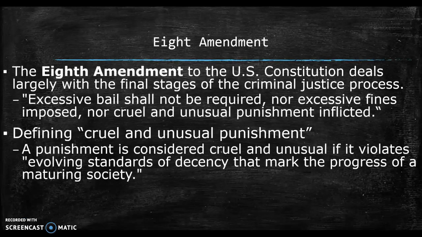That's just inherently cruel and unusual. But this really is an evolving standard that marks the progress of a maturing society, is what some have argued here. I mean, think about at one point cutting someone's head off, either with an axe or later a guillotine, was viewed as fine, where we might see that as cruel and unusual today.